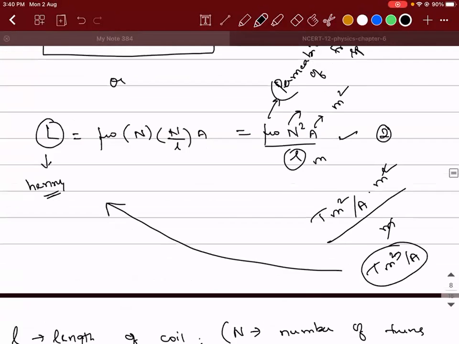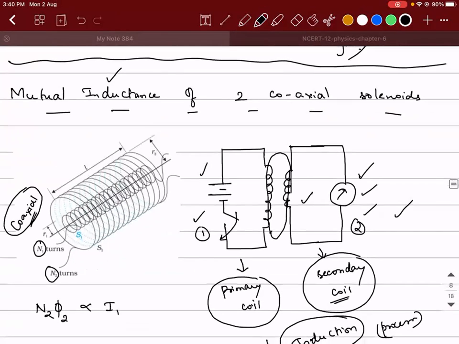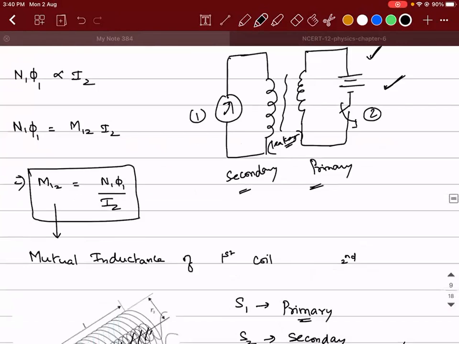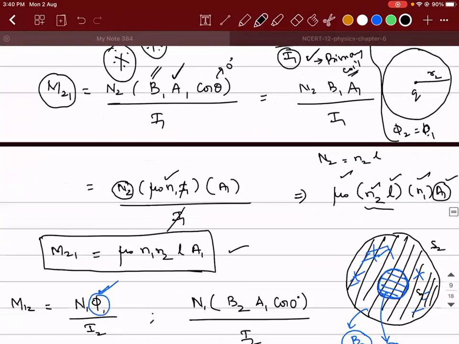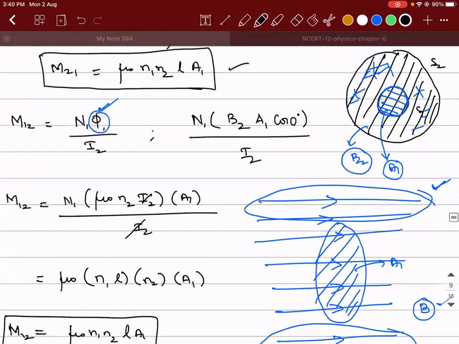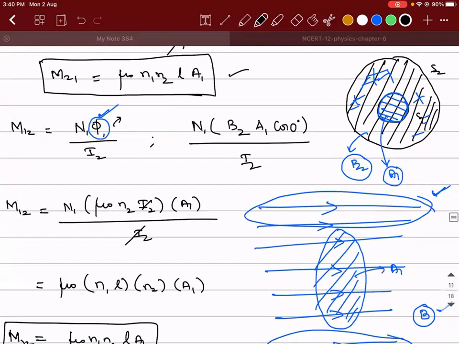Whereas in this case, the flux will be in one coil and the current will be in another coil. That is why we call it mutual induction. Similarly, to make it more clear, when you take M12 is N1 phi1, now N1 phi1 is the secondary coil and I2 is from the primary coil. So looking at it, you can say that the power source is connected to the second coil, S2, and the flux is changing within the first coil, that is S1.